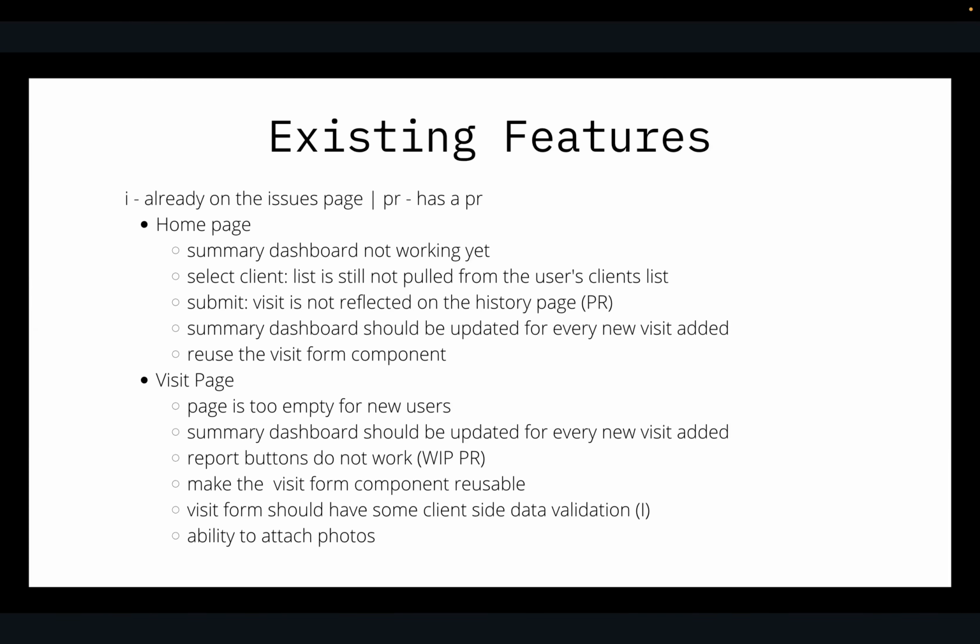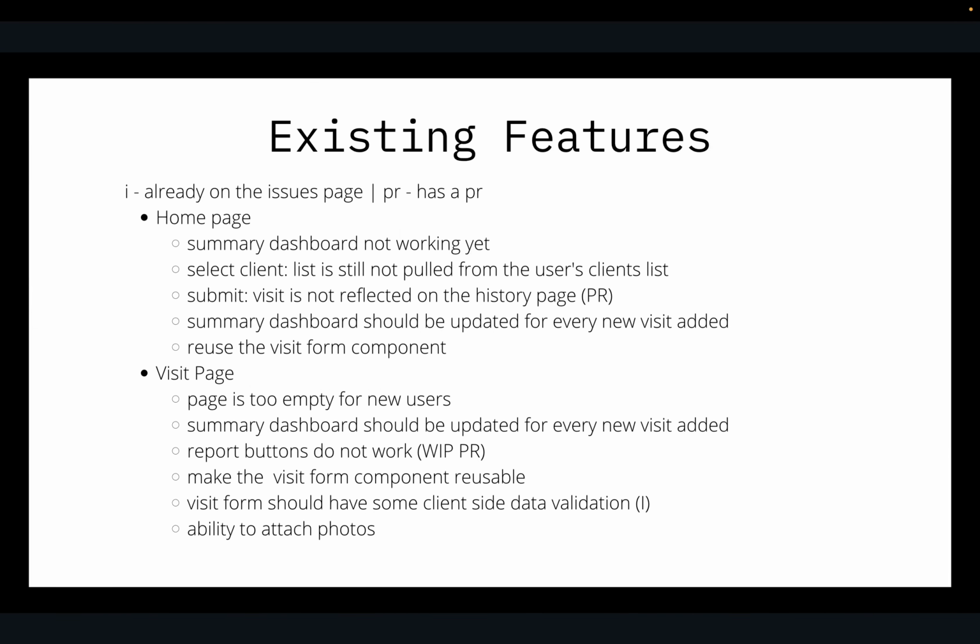So these are the existing features. We've organized them by I, meaning that it's already on the issues page, and PR, meaning it has a pull request, so someone's already worked on it. So yeah, the home page, the summary dashboard isn't working yet. The select client list is not pulled from the user's client list. The submit, so visit is not reflected in the history page, that has a PR.